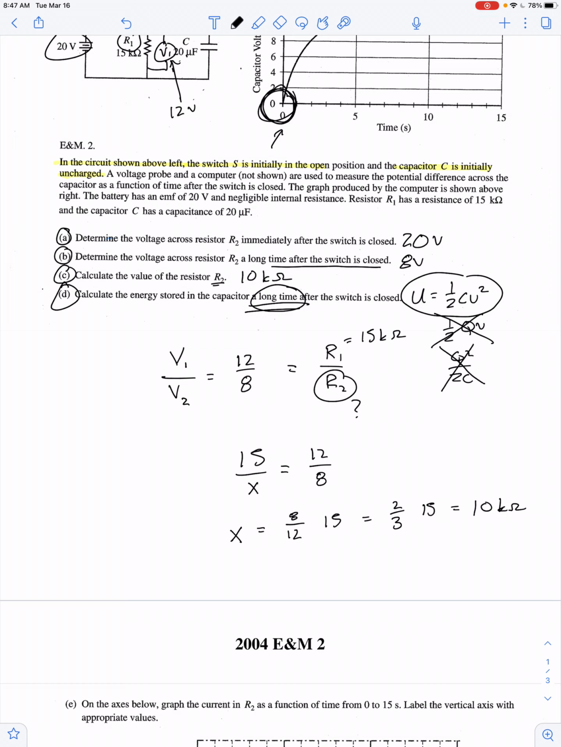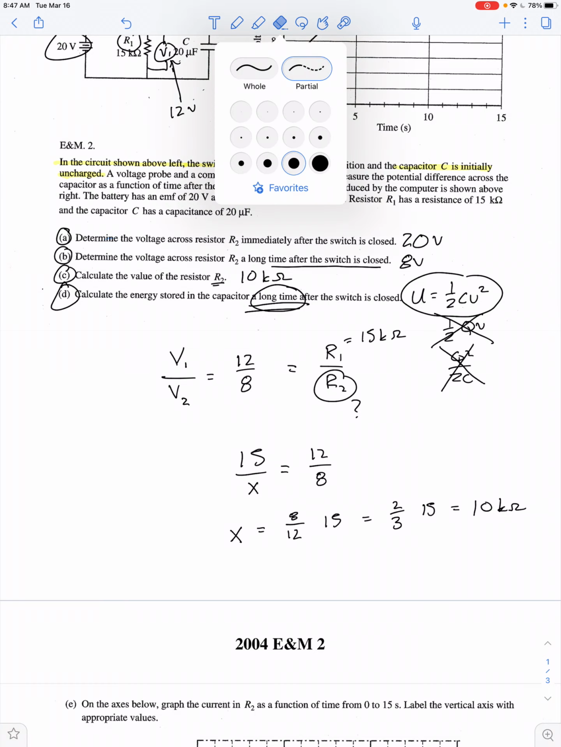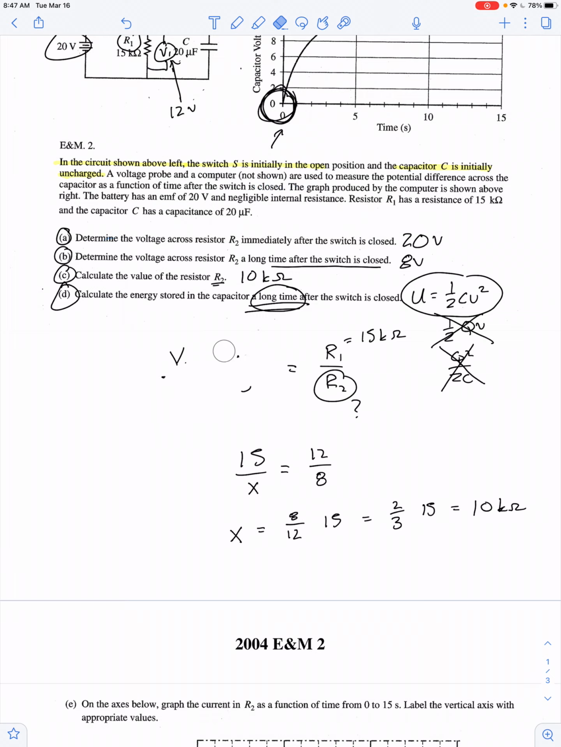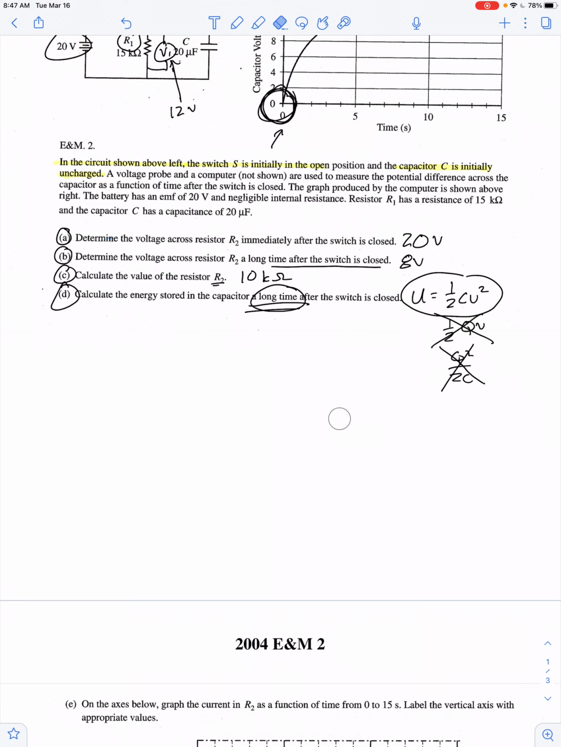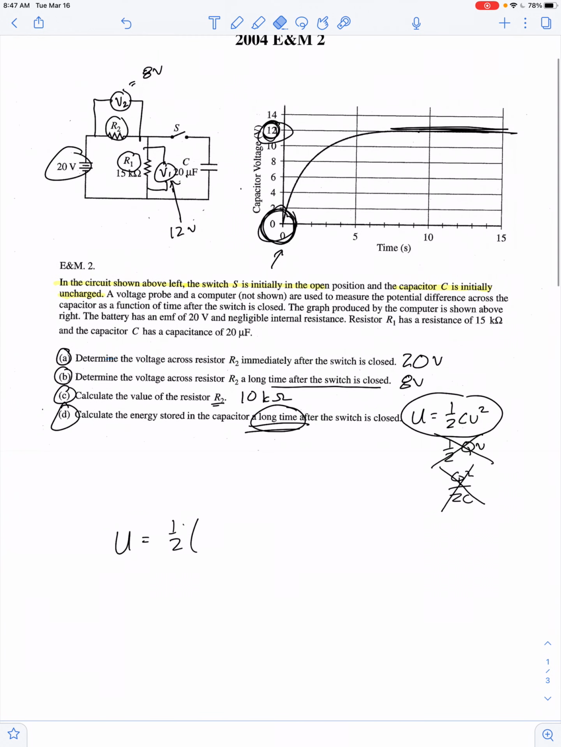Now, don't make the common mistake. Don't be average. Be better than that. The average student might say, piece of cake, 1/2 times the capacitance, which was given for us, 20 microfarads. Easy, easy. That means 20 times 10 to the -6 farads, and then times voltage squared. And the voltage was given to us. It's 20 volts.